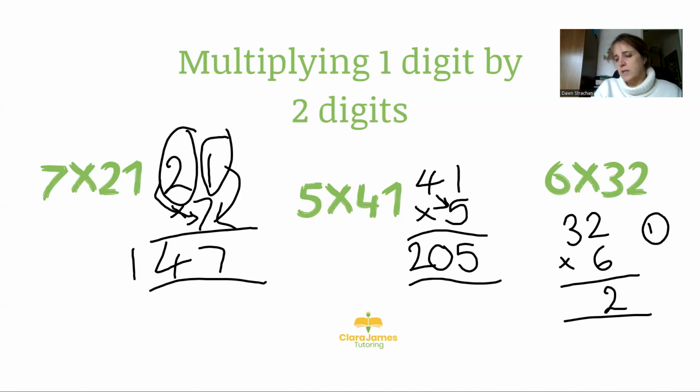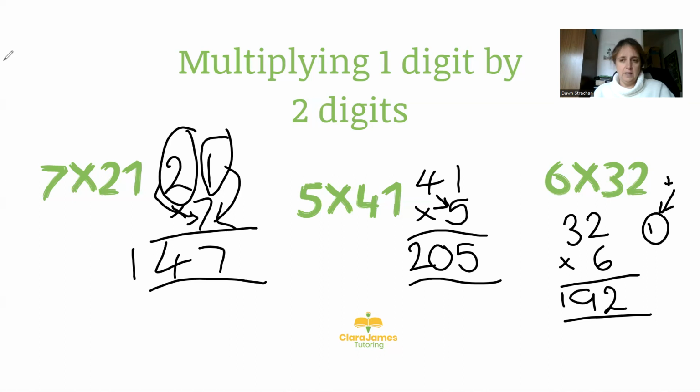So when I go 3 times 6, that will give me 18. And now I need to add this 1 that I've either stored in my head or down here, up here, over here, anywhere you like, as long as you don't forget to pop it in. So 3 times 6 is 18, plus this 1 gives me 19. So I can just write that down there. So my answer is 192.